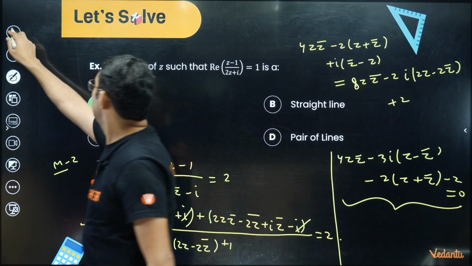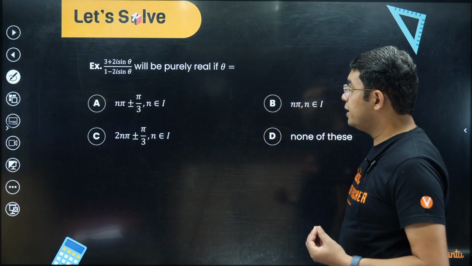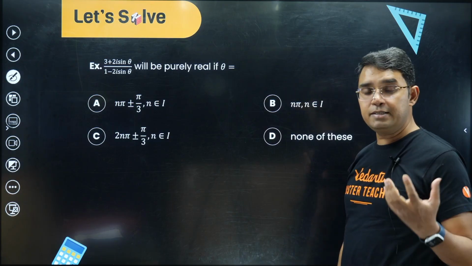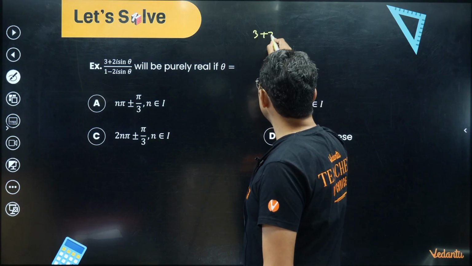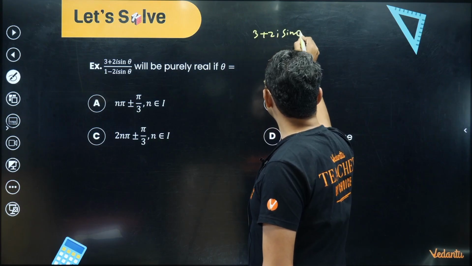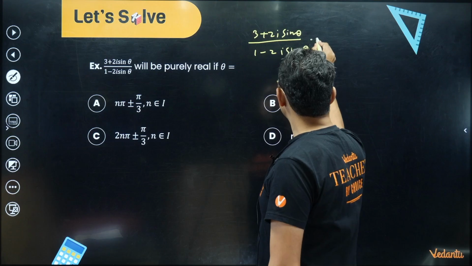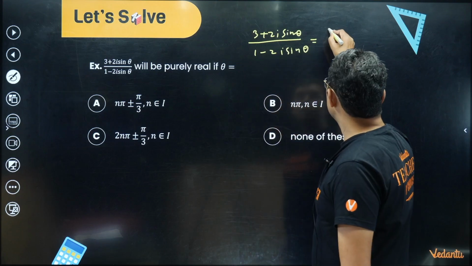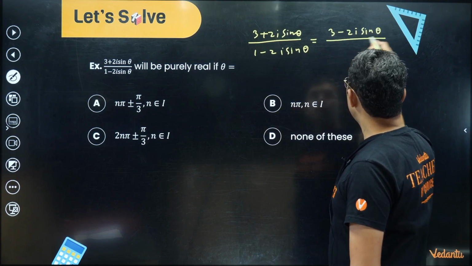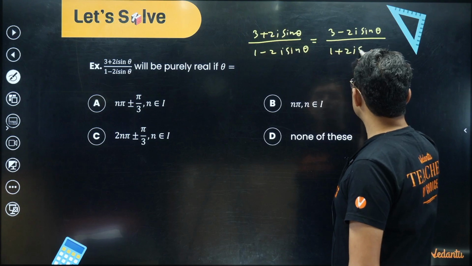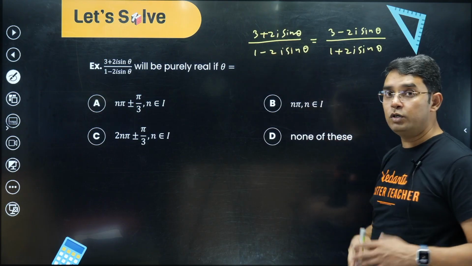Coming to the next question, a very simple question. It will be purely real. If it is purely real, it means its imaginary part should be 0, or we can say (3 plus 2 iota sine theta) upon (1 minus 2 iota sine theta) should be equal to its conjugate. So it will be (3 minus 2 iota sine theta) upon (1 plus 2 iota sine theta), because if a number is purely real, it should be equal to its own conjugate.